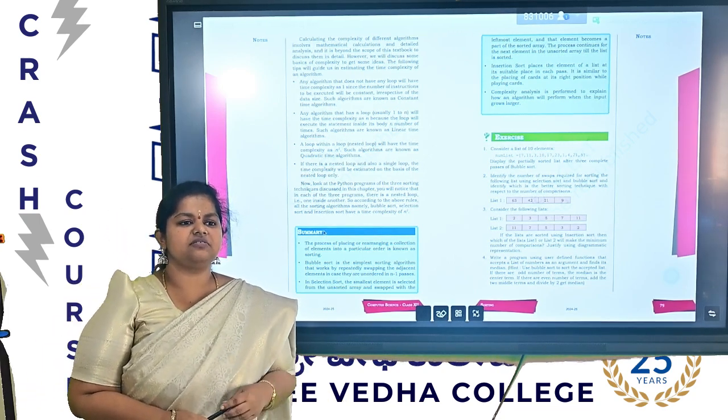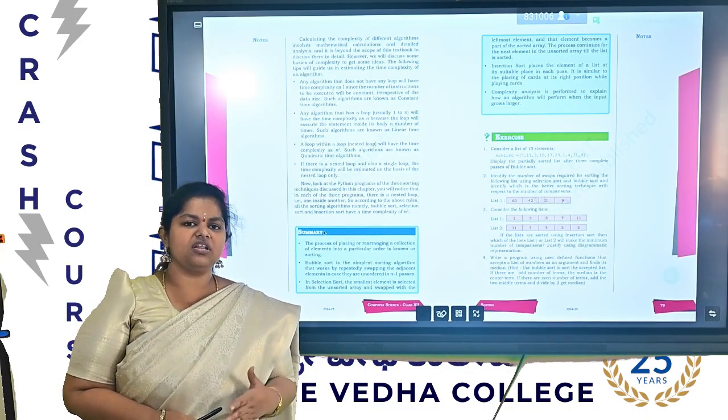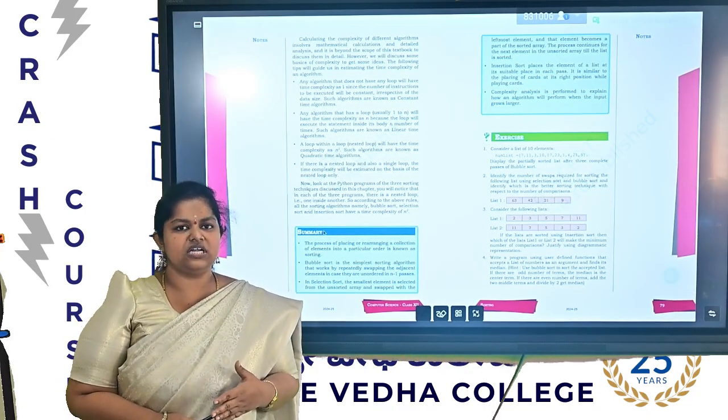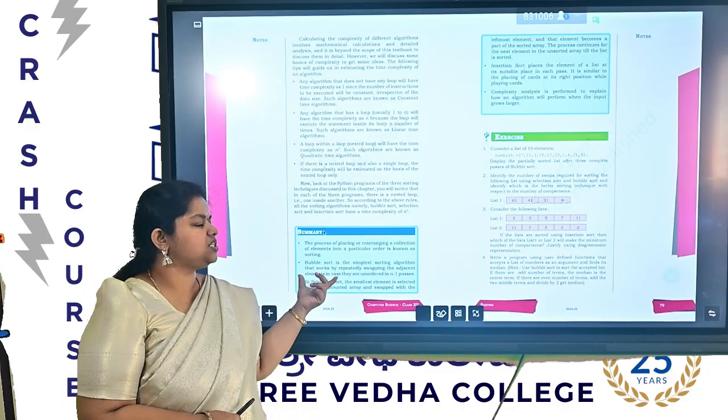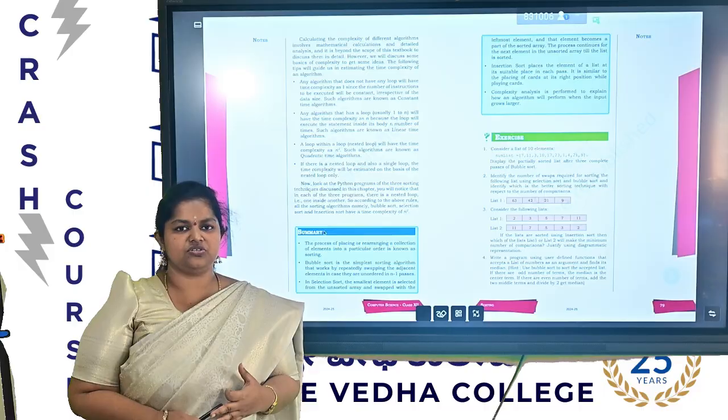Sorting is nothing but arranging the particular elements in an order. That order can be either ascending order or descending order. To perform sorting, we have three different techniques called bubble sort, insertion sort and selection sort.